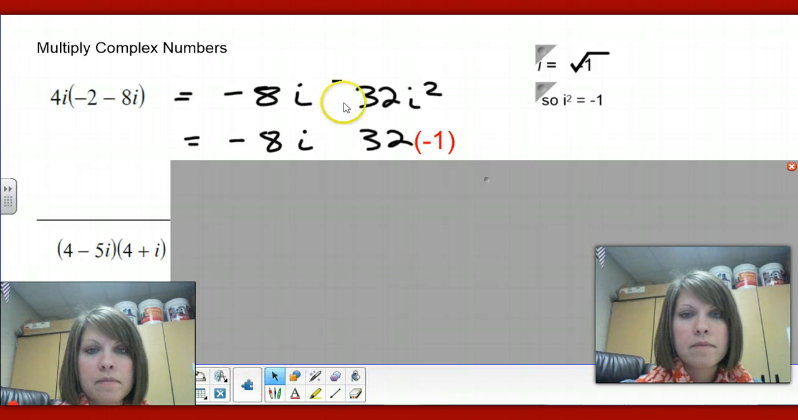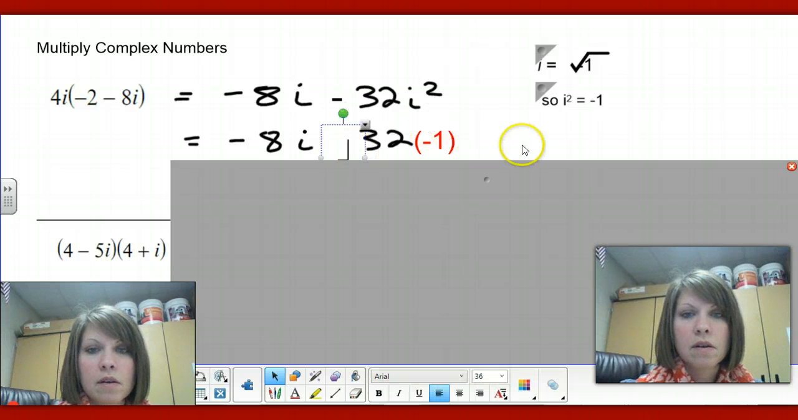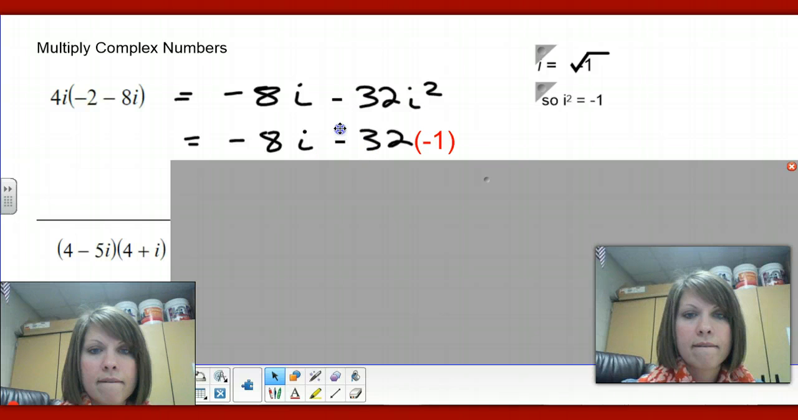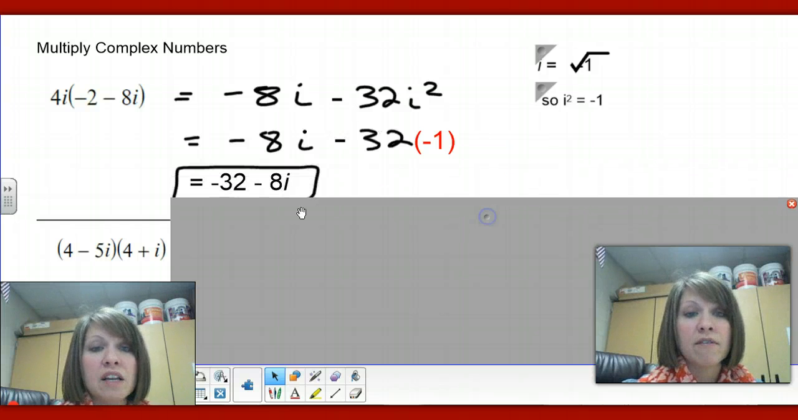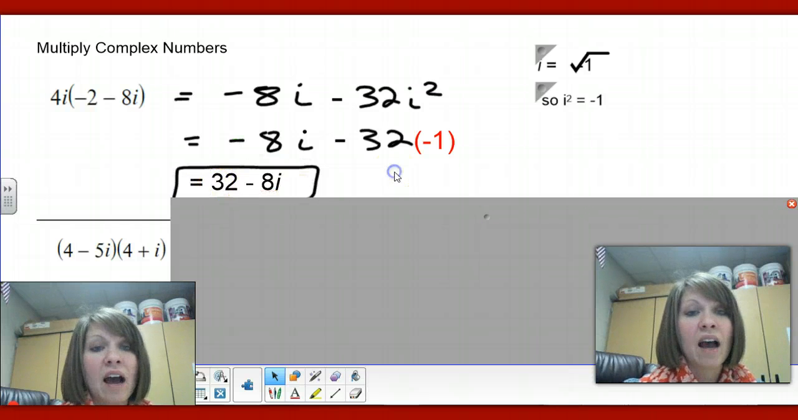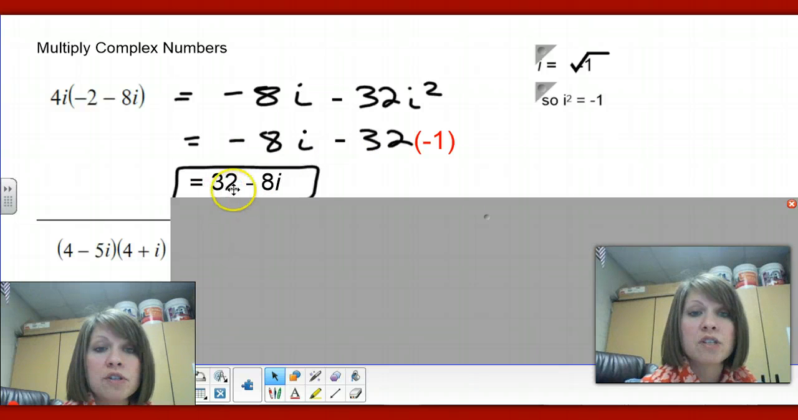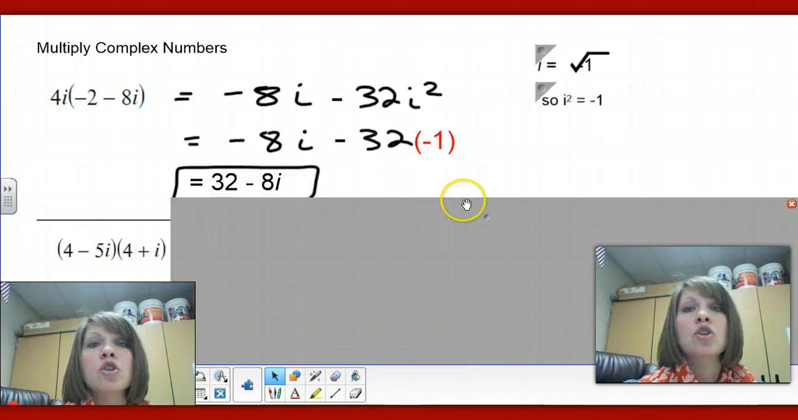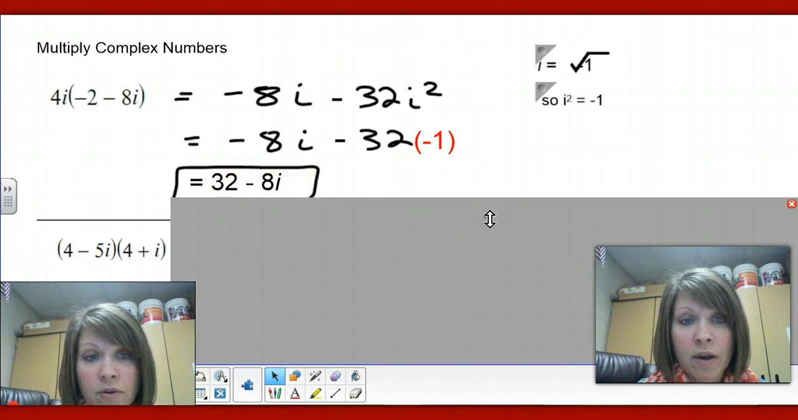Okay. So this is really a minus, and so a minus. And so our final answer is supposed to be positive 32 minus 8i, writing it with the real first and then the imaginary. Don't make this harder than it is, okay?